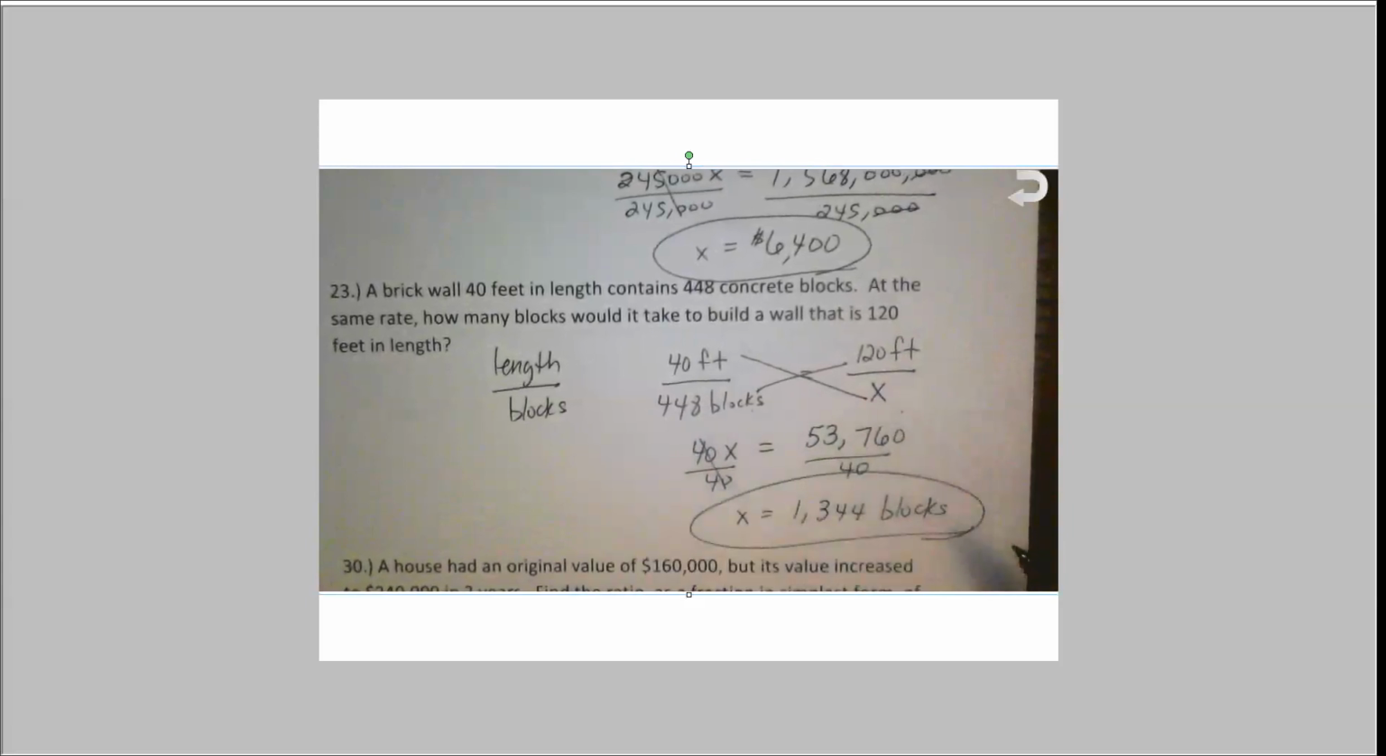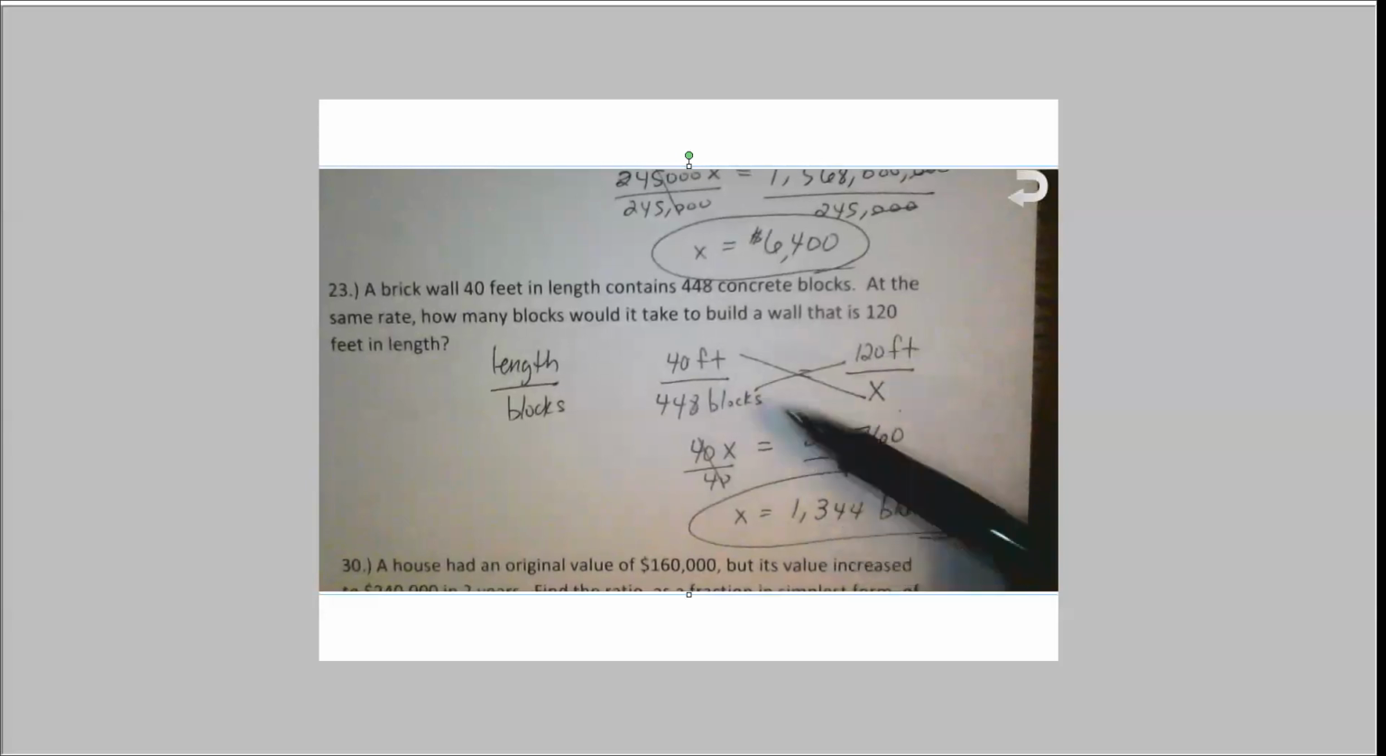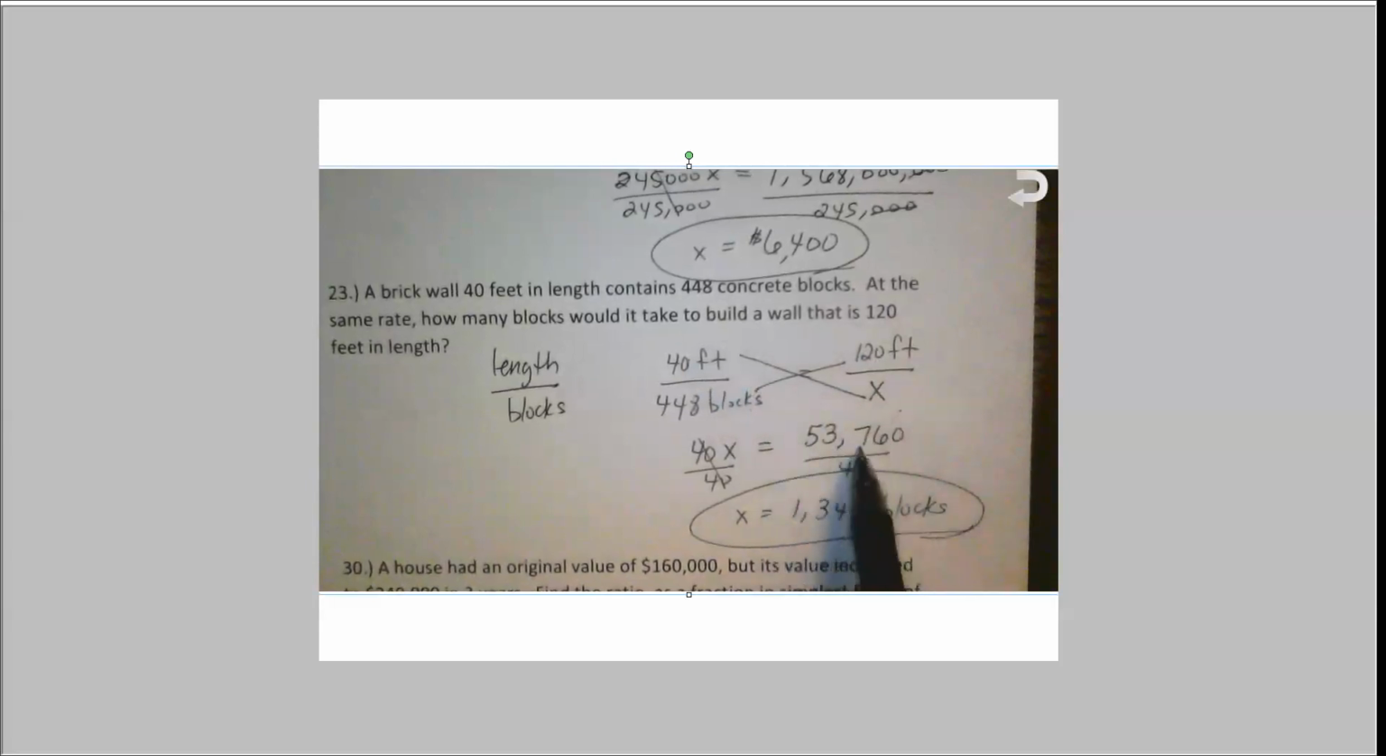You could check your proportions. If you said 40 divided by 448 in your calculator, you'll get a decimal. Then take 120 divided by 1,344, you should get that exact same decimal. So that's one way to check and compare. Make sure you solve that correctly. Also, cross products should be equal. So 40 times this number should be 53,760, because cross products are always a way to check to see if two ratios are proportional.